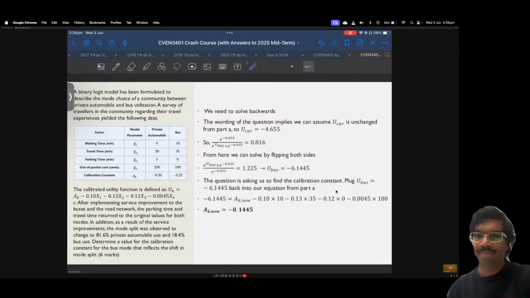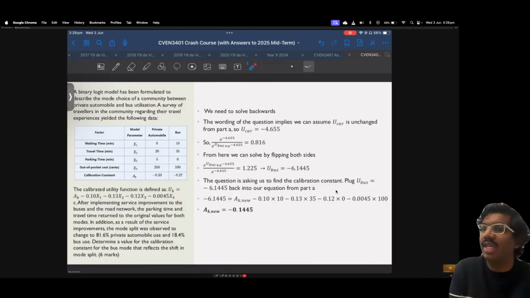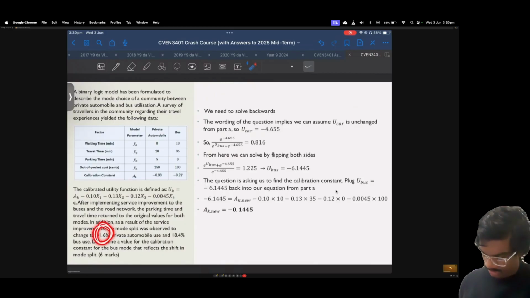So basically, we are given the mode share, and the way it's worded, we can assume that the car is unchanged. The car still has a utility from part A. In part A, we figured out the utility of the car is minus 4.655. So what is the mode split of the car? It is e to the power of minus 4.655 over e to the power of the utility of the bus plus e to the minus 4.655, which equals 0.816, because we're told the mode split of the car is 81.6%.